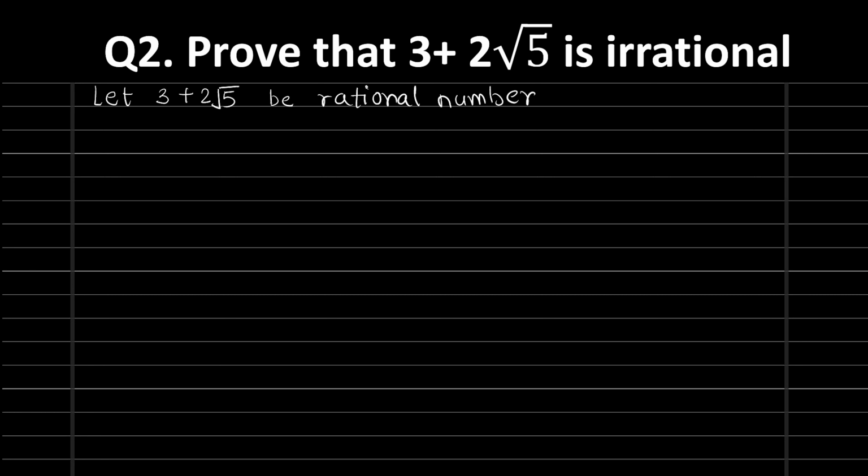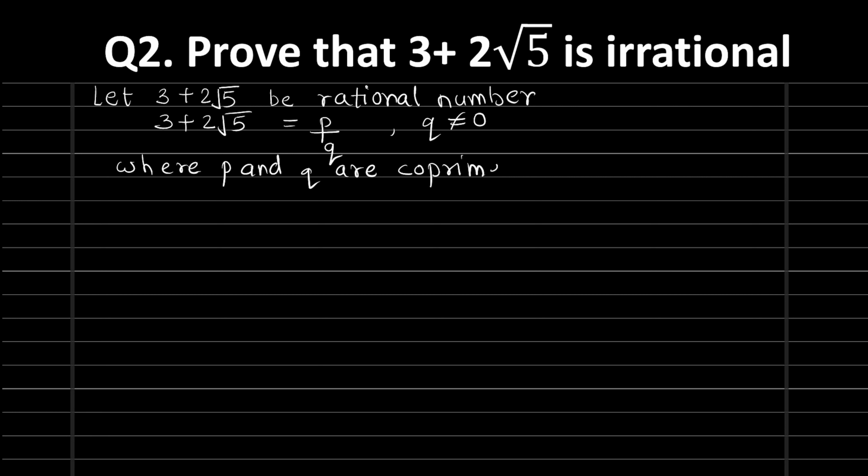And if it is a rational number, what can we say? We can write down 3 plus 2 root 5 in the form of P by Q, right? Because a rational number can be expressed in the form of P by Q. Hence, Q should not be equals to 0 over here. Also, the condition is where P and Q are co-primes, which means the highest common factor between P and Q should be equals to 1.